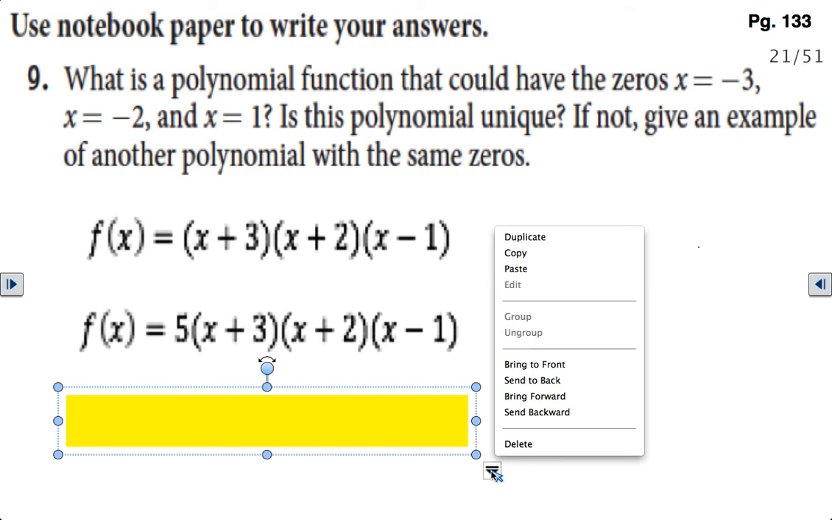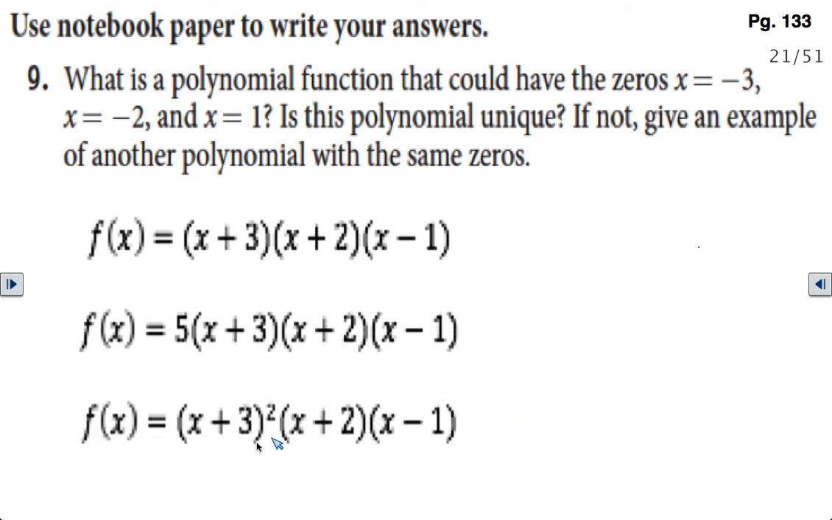Another thing that you can change is if you squared any of your factors, you would still have an x-intercept. Like if we squared x plus 3, then we'd still have an x-intercept at -3. It would just be a double root. In other words, it would hit the x-axis and bounce off. Okay, so you can change your leading coefficient. You can square any of these terms. There's a lot of ways to find another polynomial with the same x-intercepts.